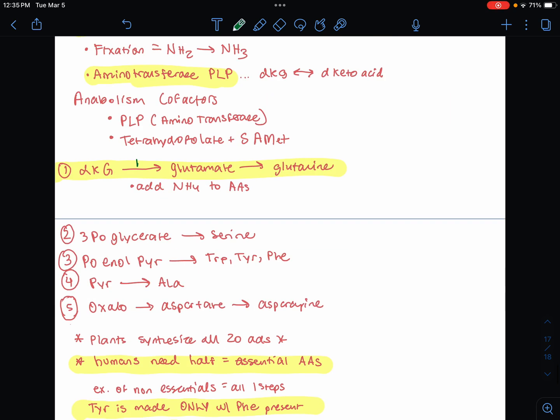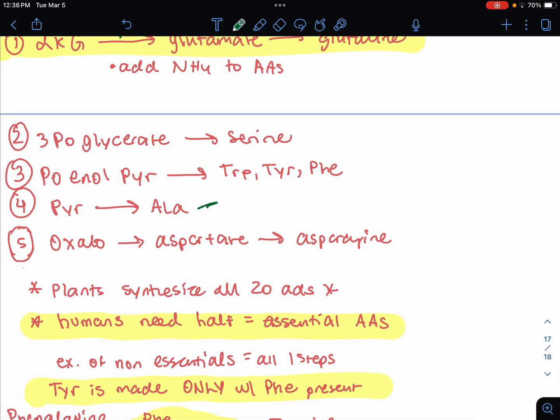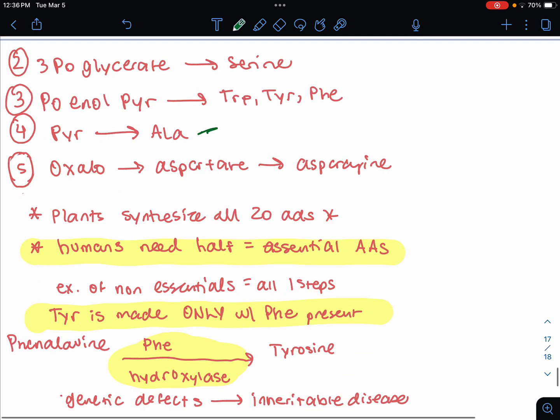The next one is 3-phosphoglycerate, and that will become serine. The third one is phosphoenolpyruvate, which will become tryptophan, tyrosine, and phenylalanine. Number 4 is pyruvate to alanine, using that alanine aminotransferase. This one's a one-step. Number 5 is oxaloacetate going into aspartate and then asparagine. Remember, we use asparagine synthetase to go from aspartate to asparagine, and we also use the aspartate aminotransferase to go from oxaloacetate to aspartate.